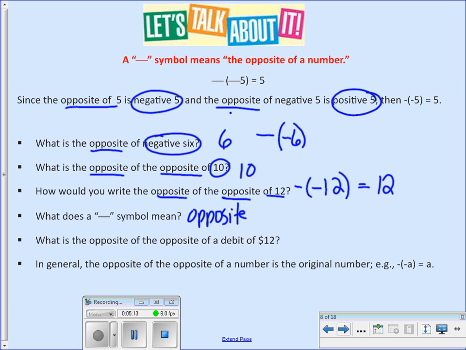You ready for this one? Hang on tight. What is the opposite of the opposite of a debit of 12? So what's a debit of 12? How would I write a debit of 12? Negative 12. But then I want the opposite of that. And then I want the opposite of that. And which is what? Exactly, and that equals negative 12. Because that's what I started with, my debit of negative 12. So then I took the opposite, and then the opposite.